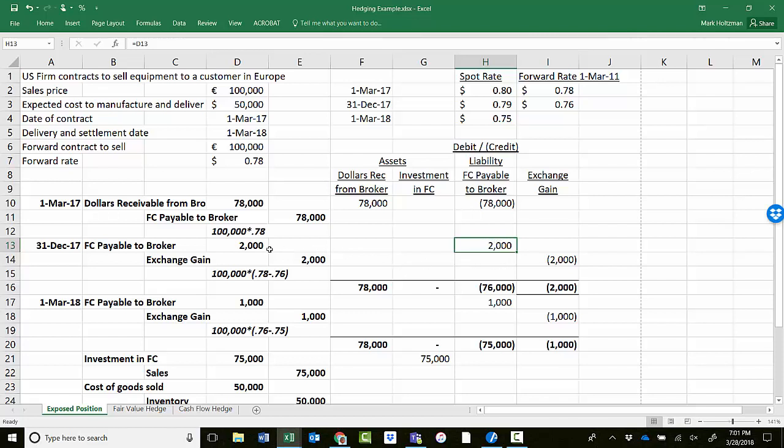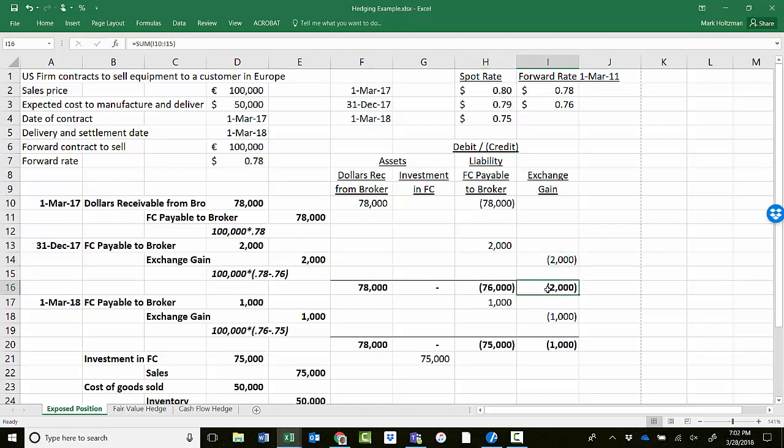So therefore, I'm going to debit foreign currency payable to broker. My liability goes down. And when a liability goes down, that's going to be a gain. So my liability has dropped to $76,000. And I have an exchange gain here of $2,000.